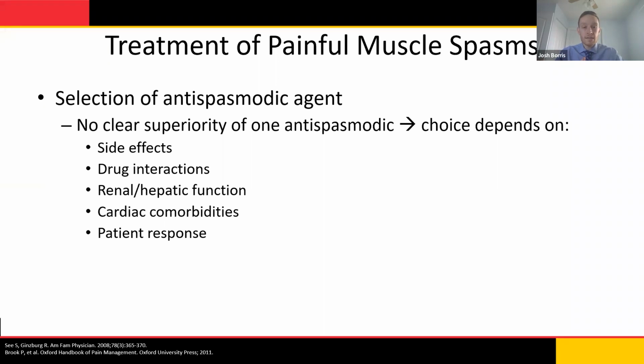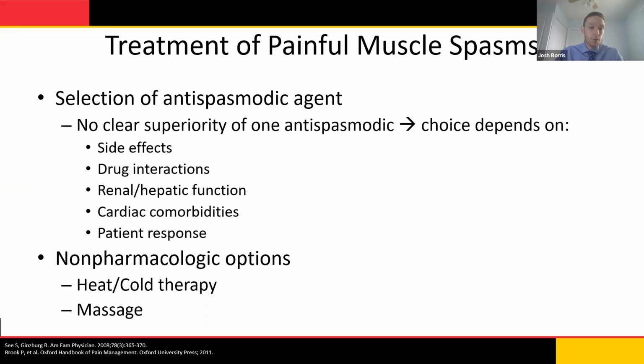So what we're thinking is that in order to actually choose a medication that will be helpful for a patient, we need to consider all of the facets of the medications. So what are our agent or patient-related variables? We're looking for side effects. We're looking at the drug interactions that they cause. How are the patient's renal or hepatic functions? What cardiac comorbidities do they have? And then patient response. Are they actually responding to the medication we give? Did they not have an adequate response? Should we rotate therapy?